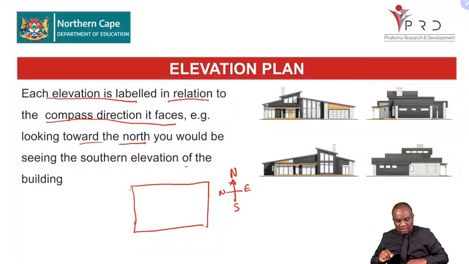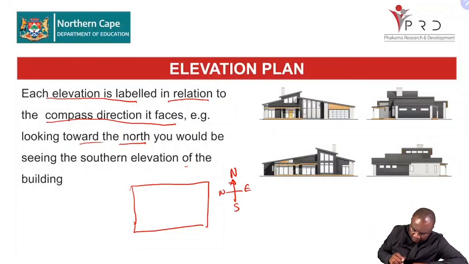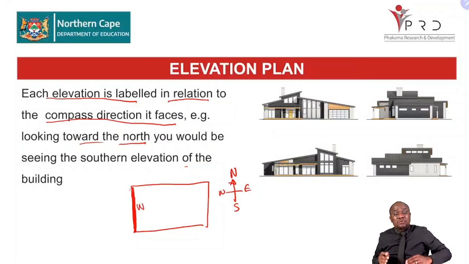North, east, south, west. So now, if you check, let's take this side here. What is this side? This is the side which is on the western side of the building. It is the western side of the building. So this is the western elevation, west elevation.